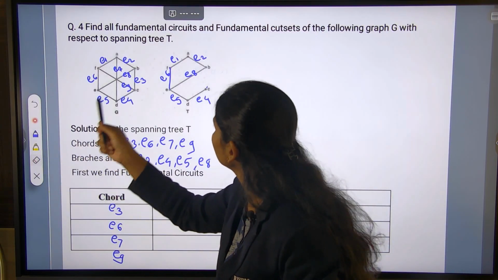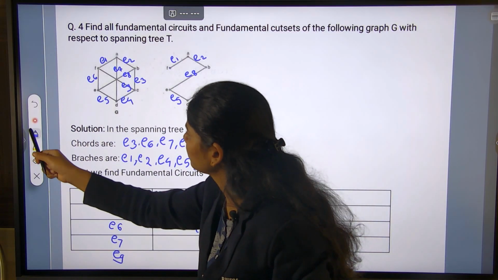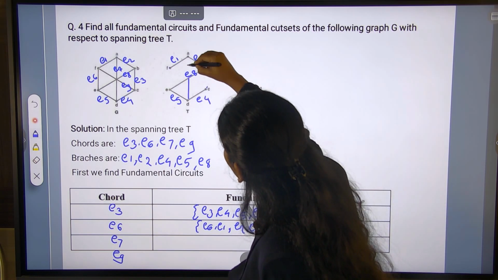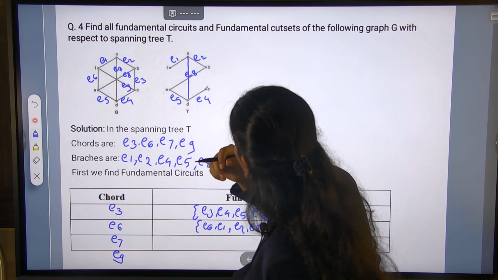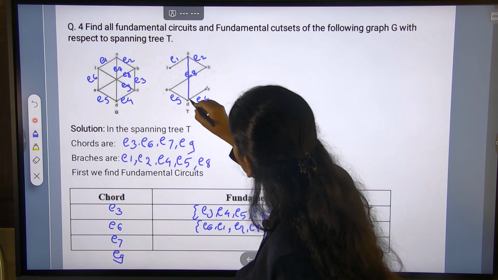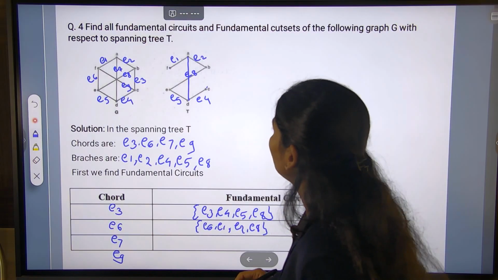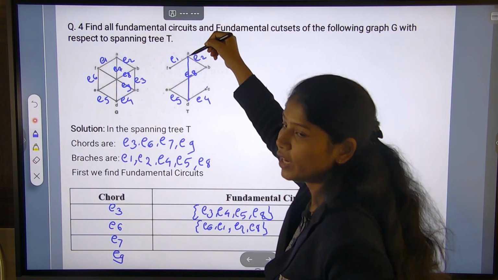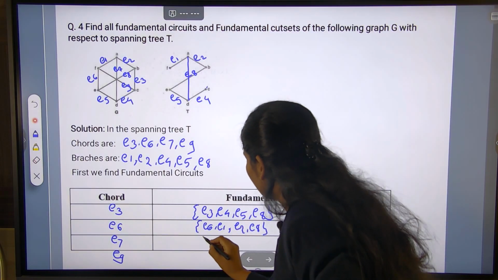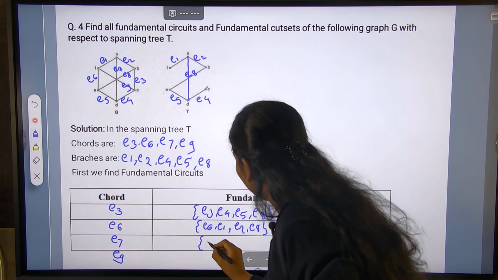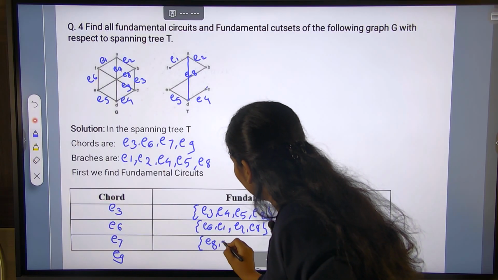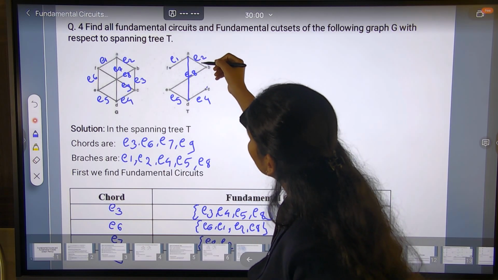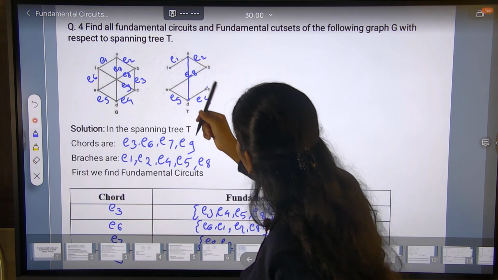Again go for next. Draw the chord E7. Here we get one cycle, A to B, B to E, E to D and D to A again. So write down all the edges from that cycle. E8, E2, E8, E2, sorry, this one is E7, sorry.